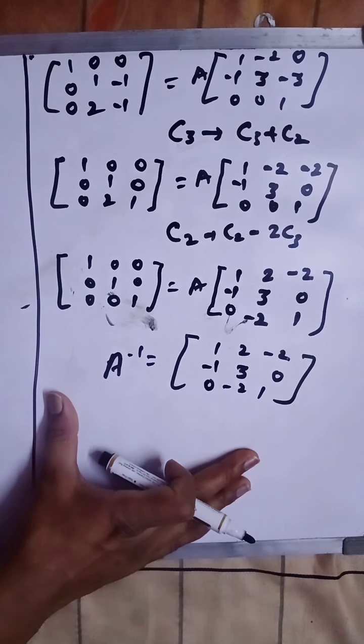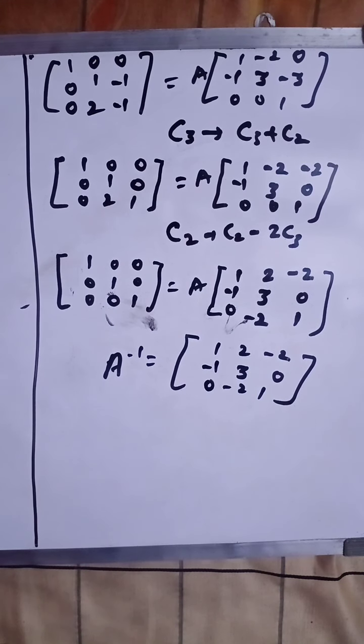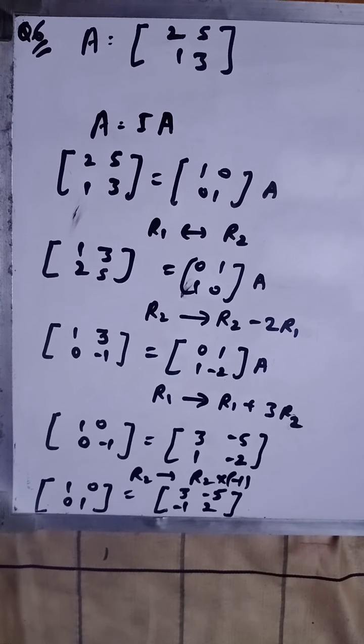So here is the A inverse using elementary column operation. See, this is your another question. In that question, the order of the matrix is 2 by 2. And this is your 6th question of your NCERT exercise 3.4. Here we have to find out the inverse of this matrix using elementary row operation.